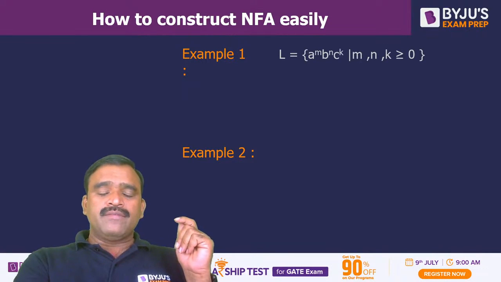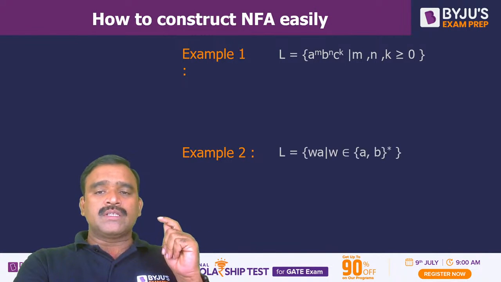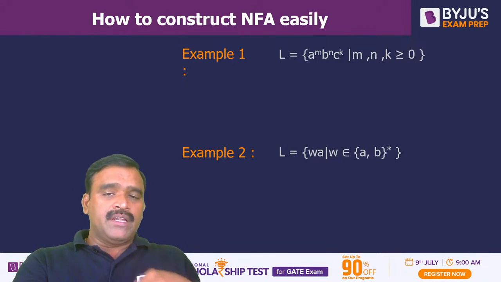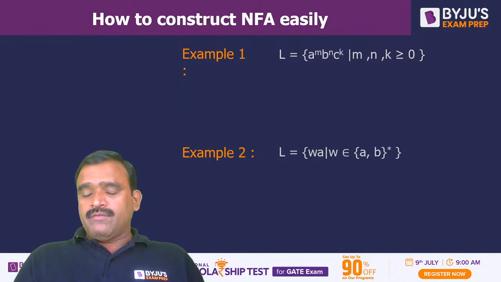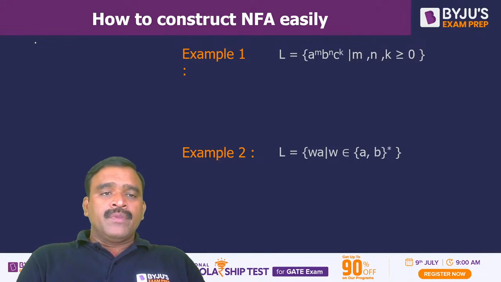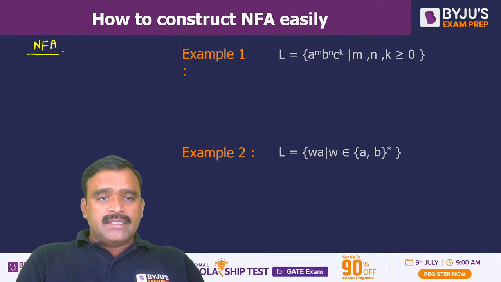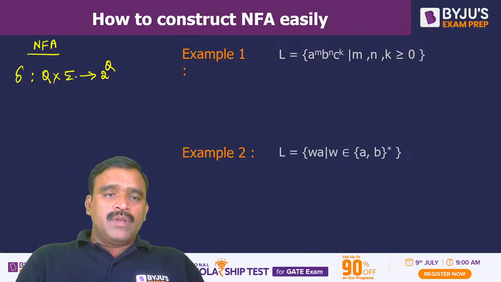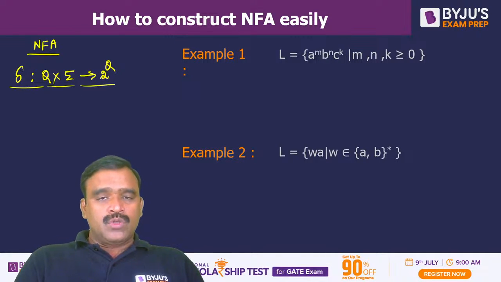And now let us see different examples regarding how to construct NFA very easily. Before I begin, I wanted to tell you what an NFA is. In an NFA, we can have multiple states as the reaching states. So delta is from Q cross Sigma to 2 power Q. What do you mean by 2 power Q? It is a power set. That means a state and input combination can give 0 or more states.